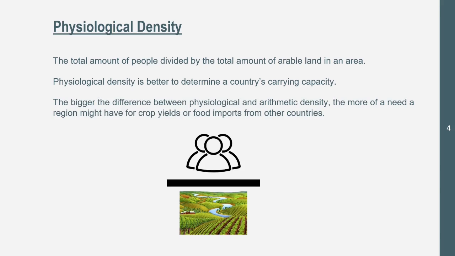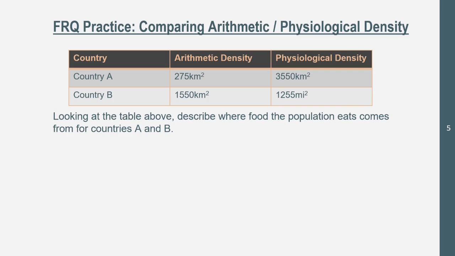The bigger the difference between physiological and arithmetic density, the more of a need a region might have for crop yields or food imports from other countries. Alright? So if the physiological density is a lot higher than the arithmetic density, then that country is probably going to need crop yields or food imports to support that population.